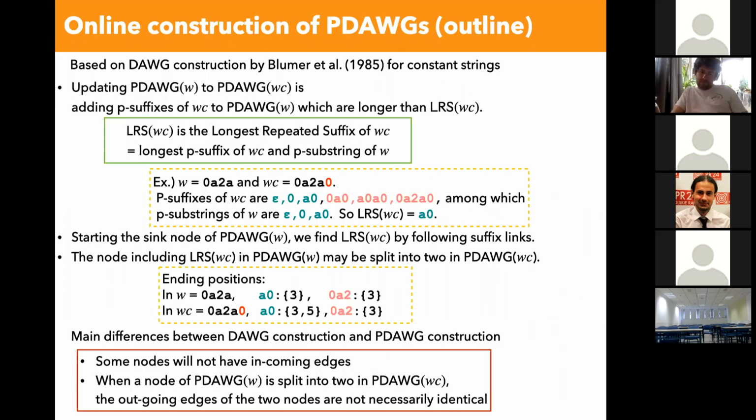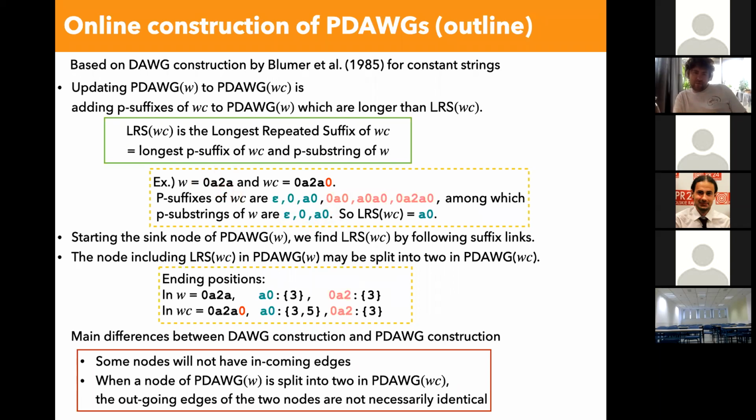Our algorithm is based on Blumer et al.'s algorithm for constructing DAWG. Suppose that we already have the PDWG for W and we are now reading the next symbol C. We must modify the PDWG so that it recognizes all suffixes of WC which didn't appear in the previous PDWG. For example, when adding 0 here, we need to add those things because the other ones are already in the previous string.